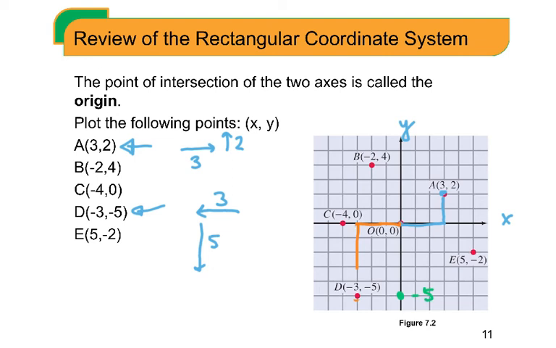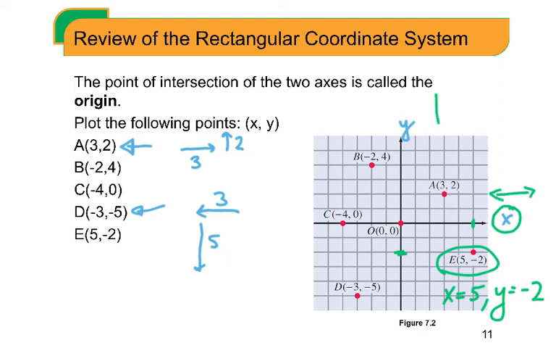See here, this would be negative 3 right here on the x-axis. So hopefully this is all very familiar to you. If you have any questions about this, please ask right away. You look at this point, what does that tell me? X equals 5, y equals negative 2. So here's 5 on the x-axis, here's negative 2 on the y-axis. And just try to keep it straight. X is the horizontal, y is the vertical.